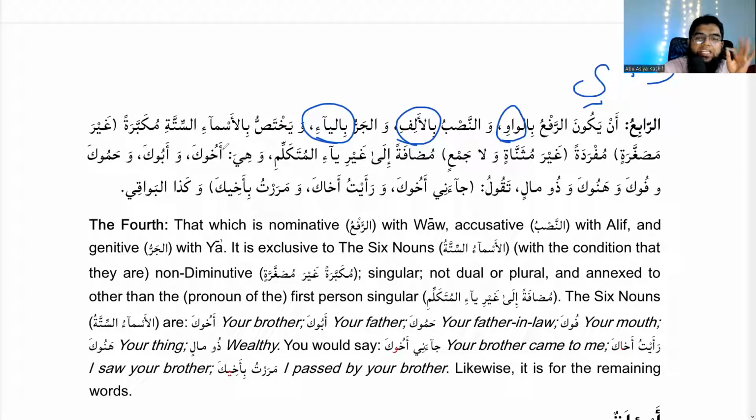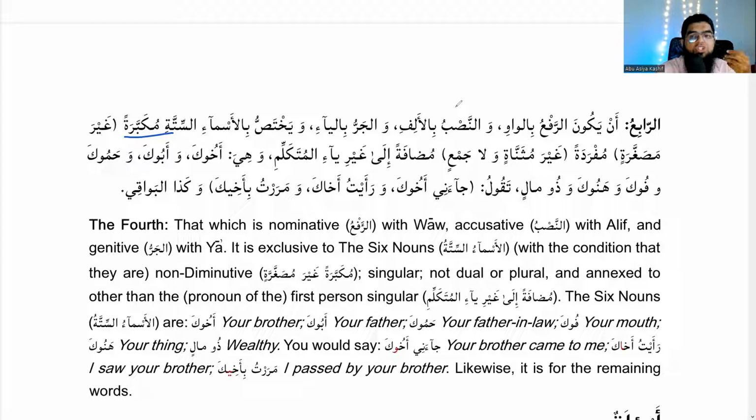It is specific to the six nouns, or the five nouns as they are called. Five nouns or six nouns, he says. The condition is that it should be mukabbarah, that is not diminutive, ghayr musaghgharah. Diminutive in the sense like Hassan, Hussein. And mufradah, it should be singular. There are so many conditions with these. Ghayr muthanna wa la jam', not dual and not plural. So he says that which is nominative with waw, nasb with alif and jar with ya.